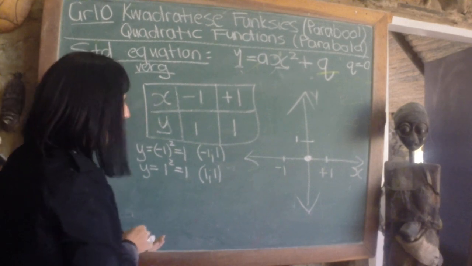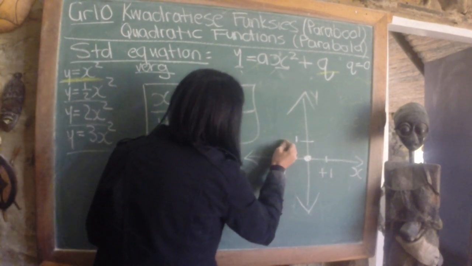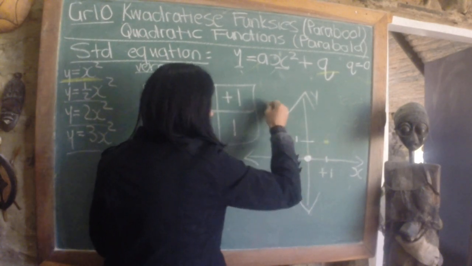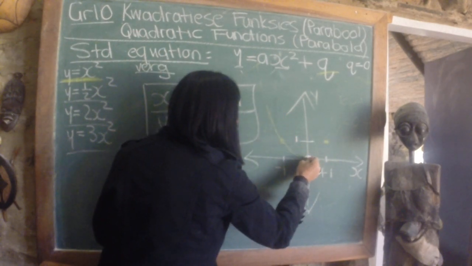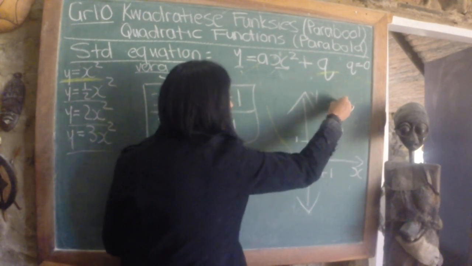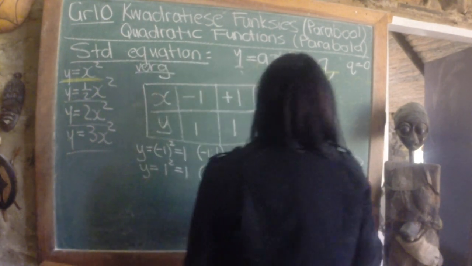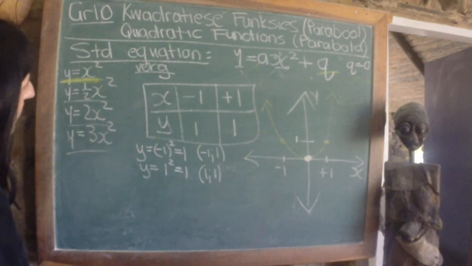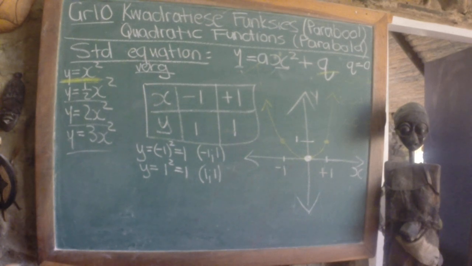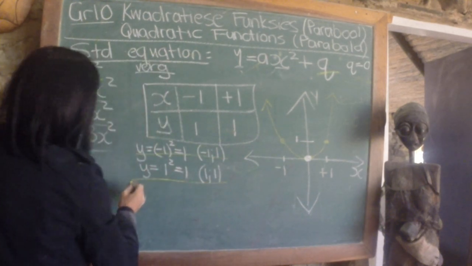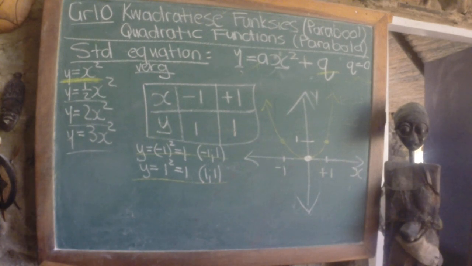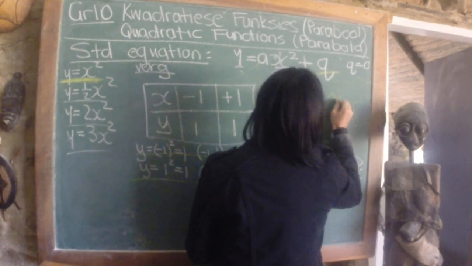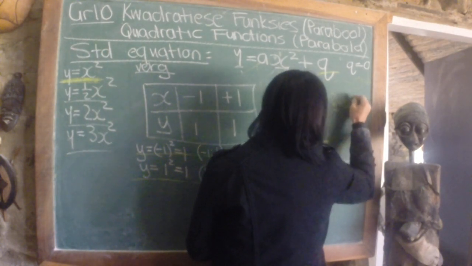So minus 1, 1, that coordinate, and plus 1, 1 is that coordinate. So nou kan ek my geel parabool gaan teken. Hy lyk so, sy naam is y is gelyk aan x kwadraat. Baie maklik. So kom ons gaan nou, daar het ek my parabool geteken, ek moet net sy naam op hom skryf, y is gelyk aan x kwadraat.